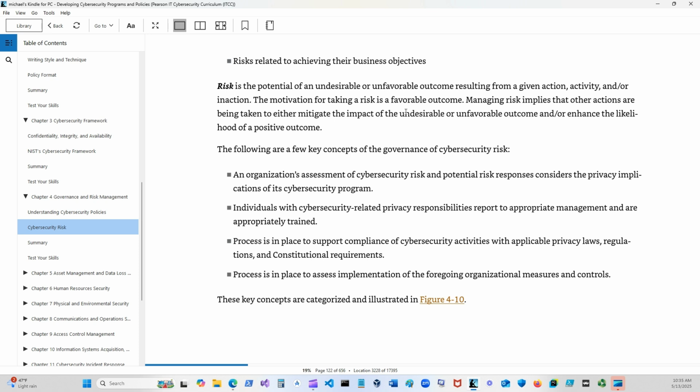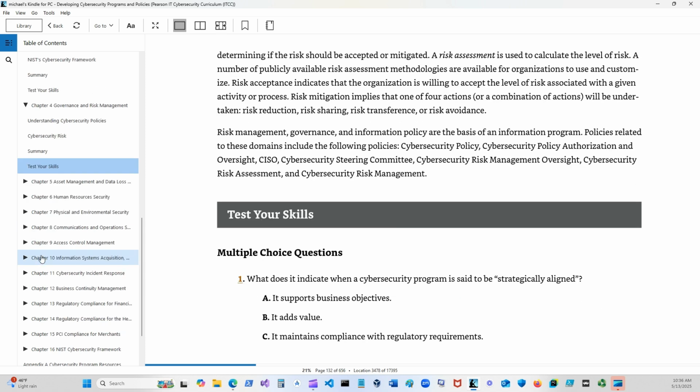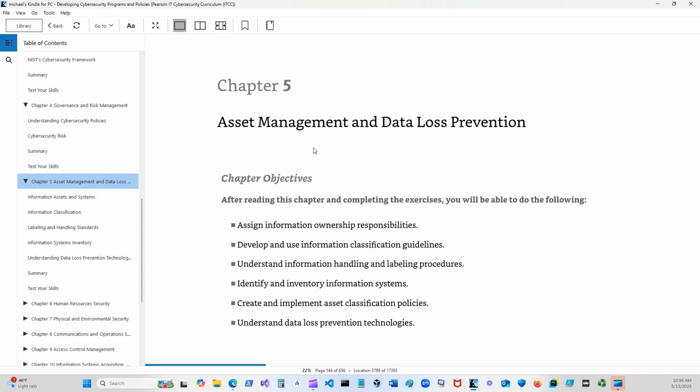The motivation for taking a risk is a favorable outcome. Managing risk implies that other actions are being taken to either mitigate undesirable or unfavorable outcomes, and or to enhance the likelihood of a positive outcome, right? That's it. That's the basic definition of what a risk is. Okay? Now this is getting into risk management a little bit and governance, so that's fine. We can skip that for a second, right?